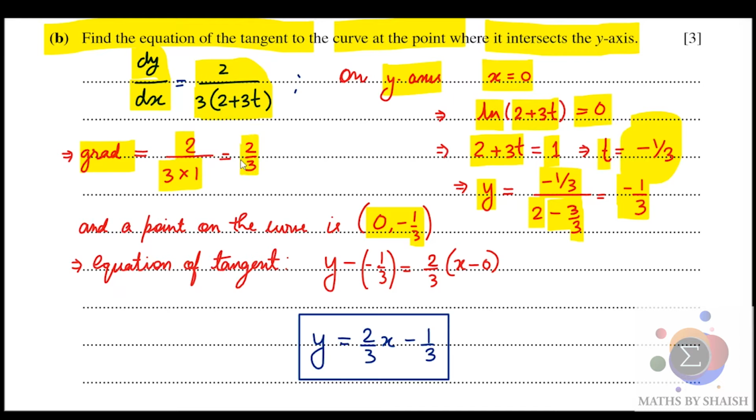So the gradient is 2 by 3, so the equation of the tangent is y minus y1, that is minus 1 by 3, equals gradient times (x minus x1). So finally we got y equals 2 over 3 x minus 1 by 3, or we could have written it as 3y equals 2x minus 1.